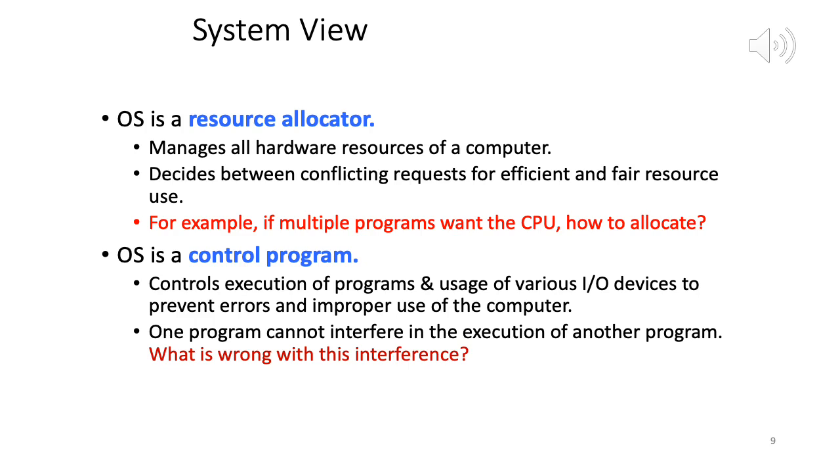So what we need is sort of an isolation among programs. Each program, while it is running in main memory, needs to be protected from access by other programs. So you need some sort of isolation among programs. Okay. So that is also provided by the operating system. It controls the execution of programs and usage of various IO devices.